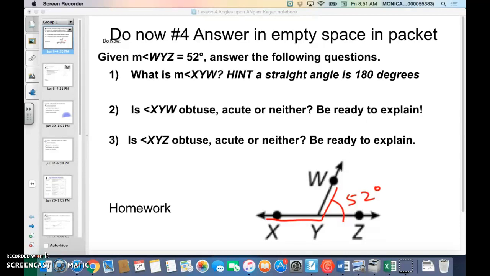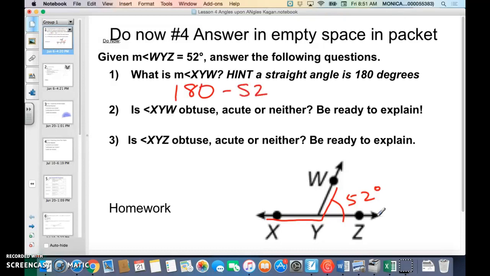So the first thing it says, given that WYZ is 52 degrees, so I went ahead and labeled it in my drawing, answer the following questions. What is the other angle? Well, as I can see, this is a straight angle right here, which means it's measuring 180 degrees. So all I have to do is 180 minus 52, which is 128 degrees.